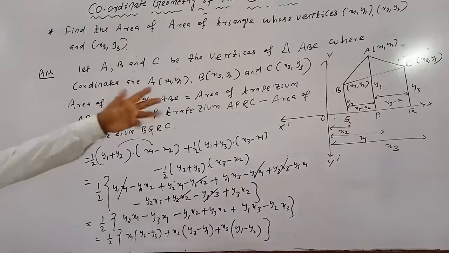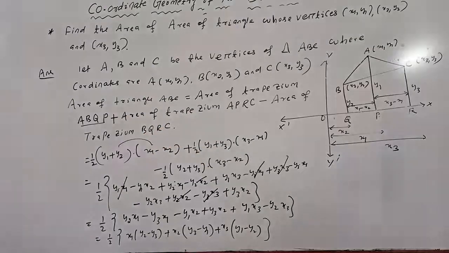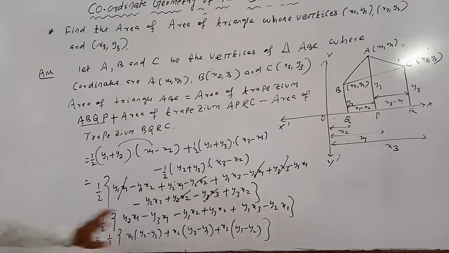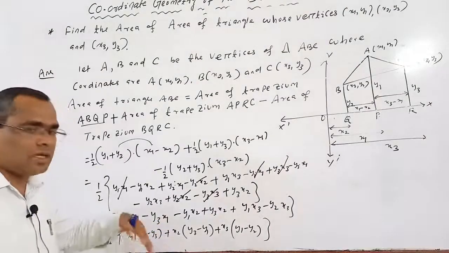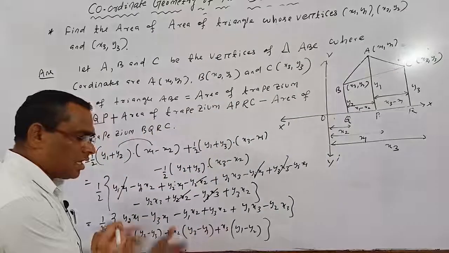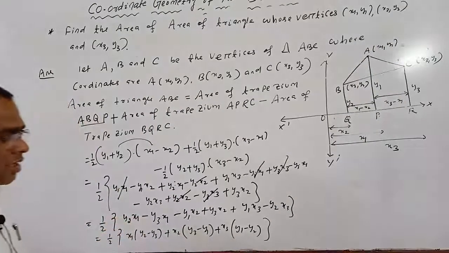vertices A of x1 y1, B of x2 y2 and C of x3 y3. So area of triangle ABC is equal to half into x1 into y2 minus y3 plus x2 into y3 minus y1 plus x3 into y1 minus y2. Okay, so this is the area of the triangle, and this expression can be written in the form of a determinant. You can write it in a determinant form.